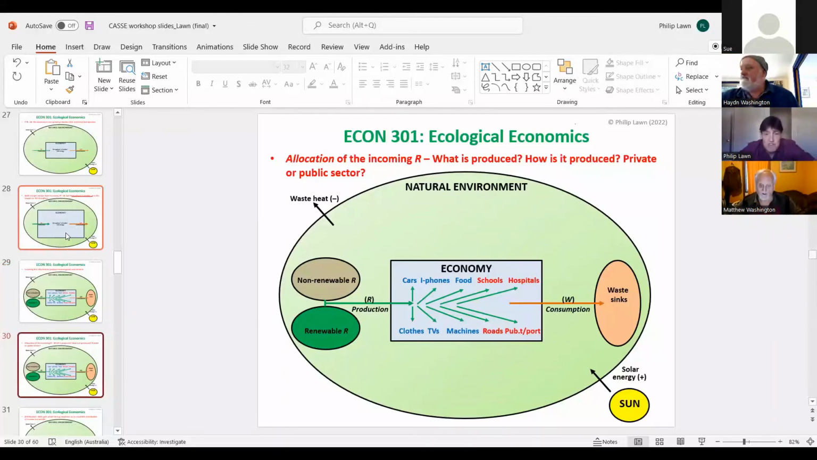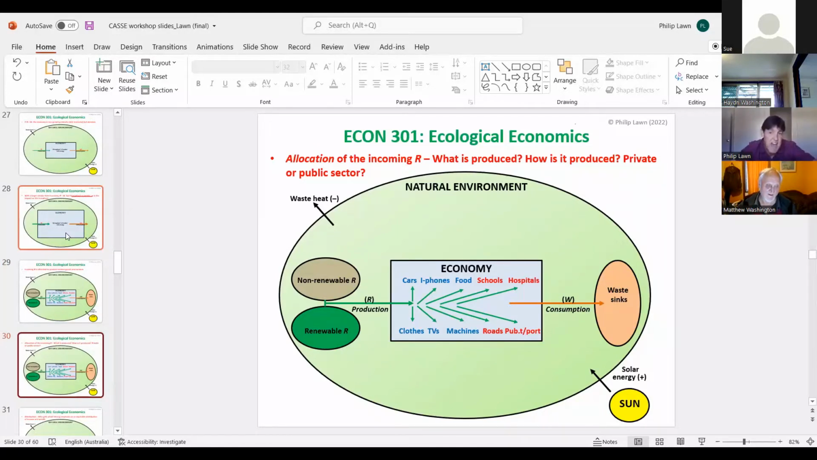So in terms of the allocation of the incoming resources, the questions that need to be asked is what is produced? Should we produce cars, iPhones, and so forth? How many cars? How many iPhones? Should the cars be a certain type? Should they be diesel cars, petrol cars, electric cars? Should they be red or should they be blue? And so forth. So they're questions we need to ask.